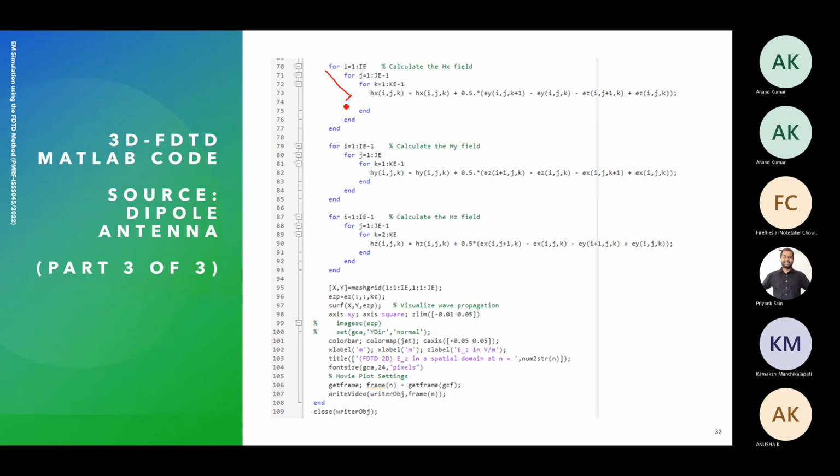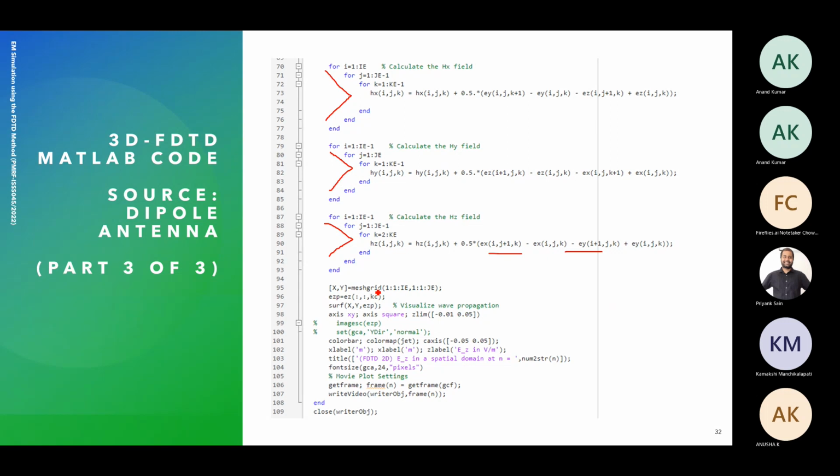Similarly, we write the update equations for the magnetic fields, nested loops for all of them, and we've already seen the update equations. And then for plotting it, there is now this issue that since all the fields are in three dimensions, visualizing them is an issue.